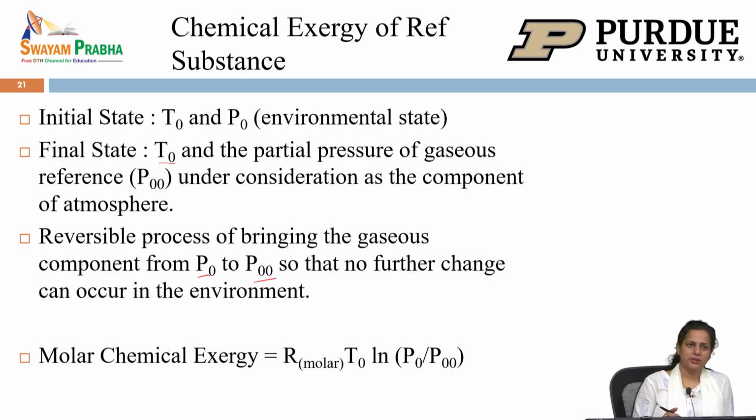For a reference substance, if you have a standard gaseous substance, your molar chemical exergy can be given by R times T0 ln(P0/P00), where P0 is the initial state of the reference substance, which is the environmental state, and P00 is the dead state, or the partial pressure of that reference substance, after which there will be no further change in the system. So your molar chemical exergy for any gaseous reference substance in the environment is pretty straightforward, because you are only considering the pressure gradient change; the temperature is already the same.